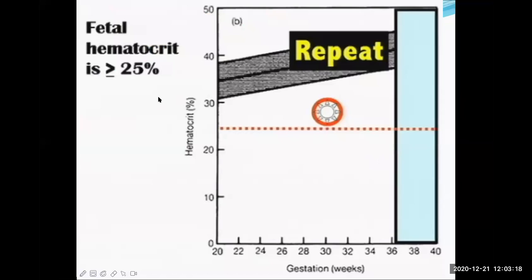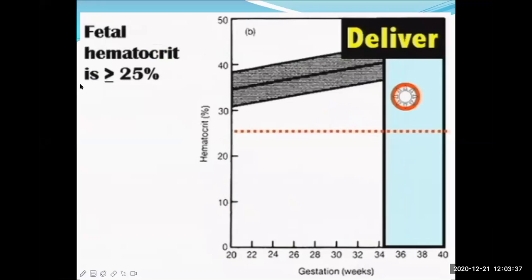Now see this, if fetal hematocrit is equal to or more than 25%, and the baby is from 34 to 36 weeks gestation, usually 34 weeks is highlighted in the book, you repeat the test. But if the fetal hematocrit is equal to or more than 25% and the baby has already crossed 34 weeks of gestation, deliver the baby. Okay, deliver the baby.